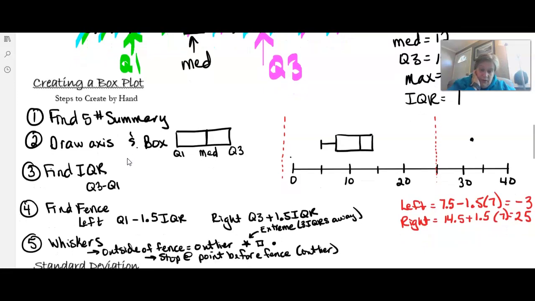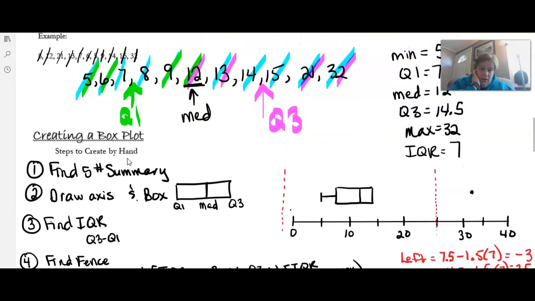Okay, and so now this is the important part. I have to stop at the point before the fence. So besides 32, my next biggest number is 21. The most common thing people are going to do is they're going to try and draw their whisker all the way to the fence. But that's not right. You can't do that, okay? You're going to draw to the next biggest number, which is 21. And then you connect it.